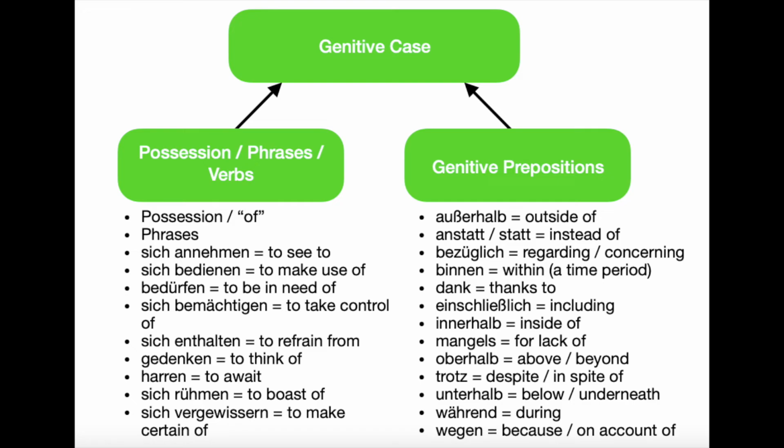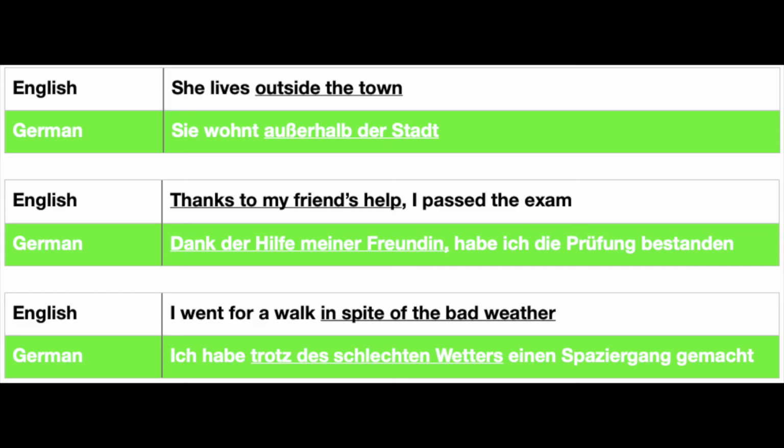The list of prepositions here is not complete, as I will be diving into dative, accusative, and genitive prepositions in upcoming videos, but serves as a good basis of the genitive prepositions. Now let's quickly take a look at how these genitive prepositions look in some example sentences. The first one here, she lives outside the town. In German that would be, sie wohnt außerhalb der Stadt. Here you'll see außerhalb changes die Stadt into der Stadt.